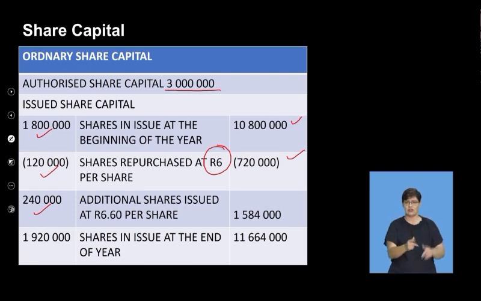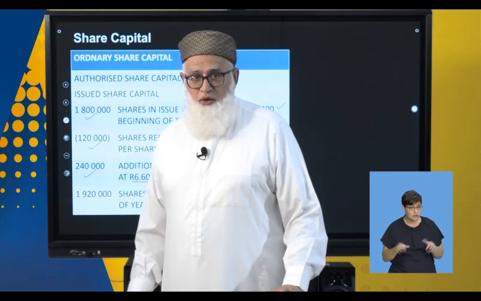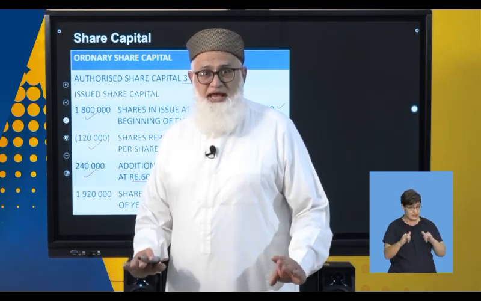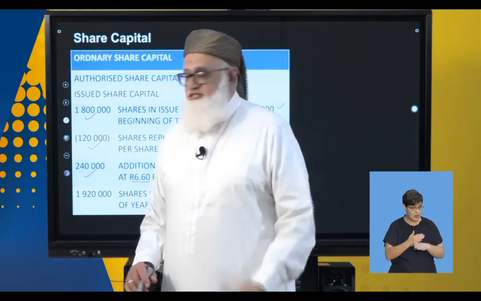You were told that these shares were issued at 6 Rand and 60 cents per share. Do the multiplication, 240,000 times 6 Rand 60, and this will give you your Rand value of 1,584,000. Okay? On track. Are we all on the same page? Same line, same word. Great stuff.